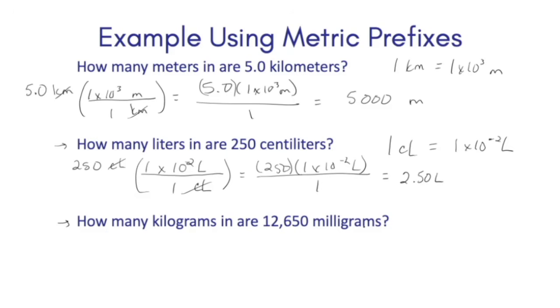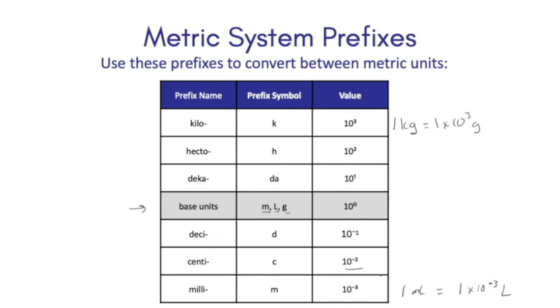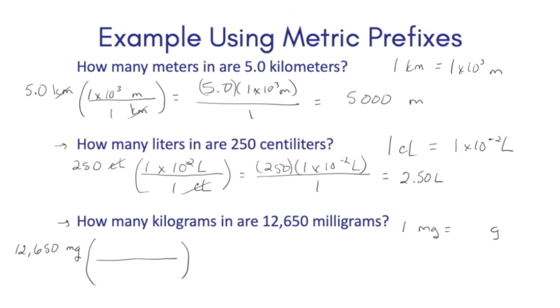This next one goes from milligrams to kilograms. Remember that you must go from milligrams to grams, then from grams to kilograms. Go ahead and pause the video, tackle this one, rewind to see your conversion factors on the previous page. We will begin with what we're given, which is 12,650 milligrams. My first step is to go from milligrams to grams. And I know that 1 milligram will equal 10 to the negative third grams.